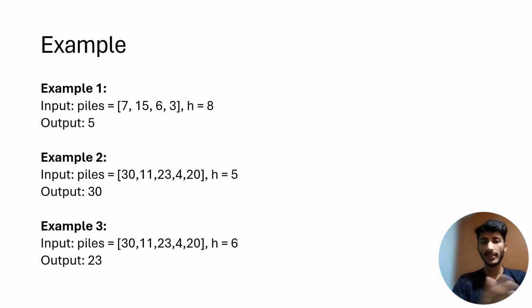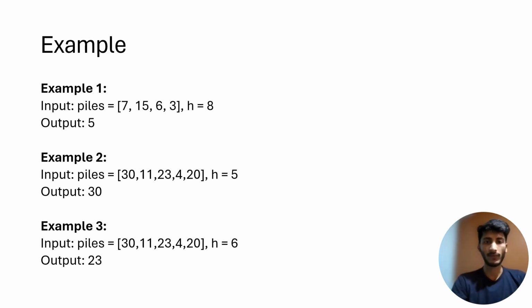So 7, 15, 6, 3 are the different numbers of bananas in each pile. And we have h equal to 8, which represents the total amount of time in hours. For this input, the output is 5, which means that if Coco eats at a speed of 5 bananas per hour, she would be able to eat all the bananas in h hours.